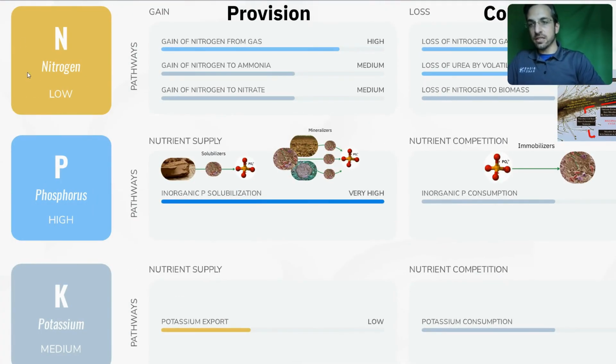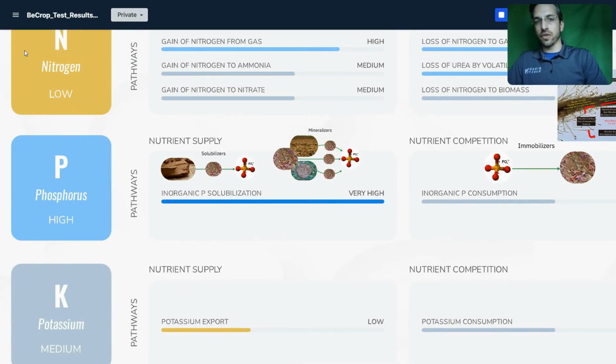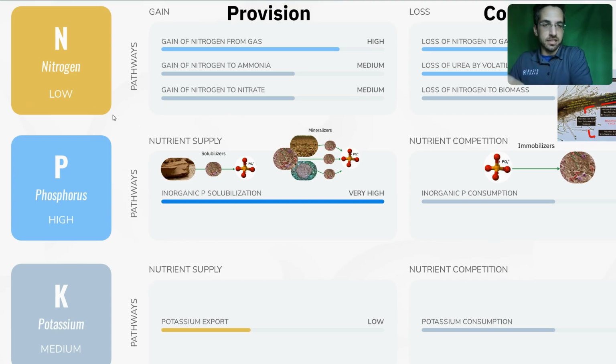And I should mention the color and score over here on the left. That is the global score that is taking into account the balance between the supply lines and the competition and loss pathways. So phosphorus is coming up low because the three loss pathways amount to an imbalance in favor of competition and loss as opposed to provision. The phosphorus is high because the solubilizers, the mineralizers, they outnumber the consumers.